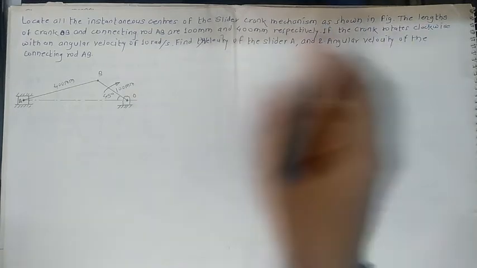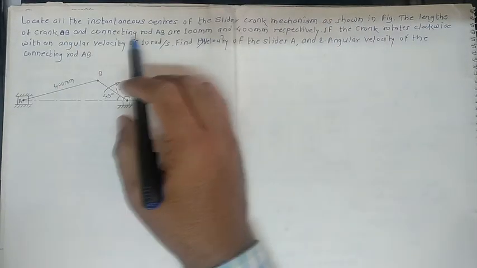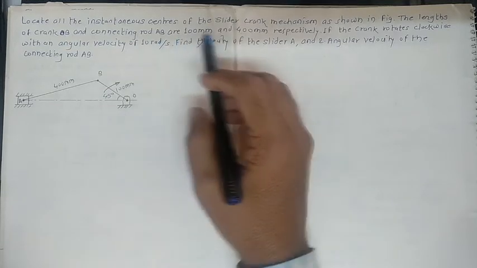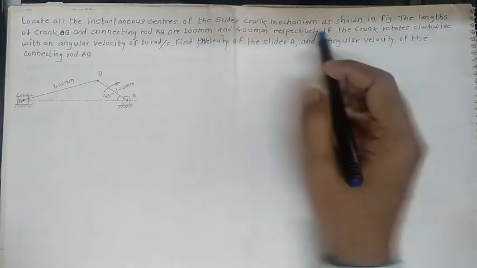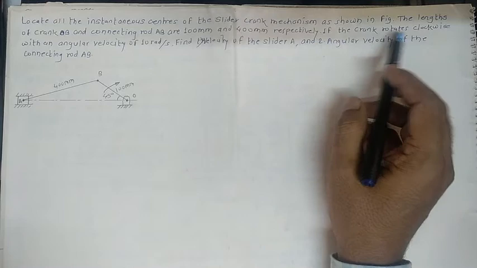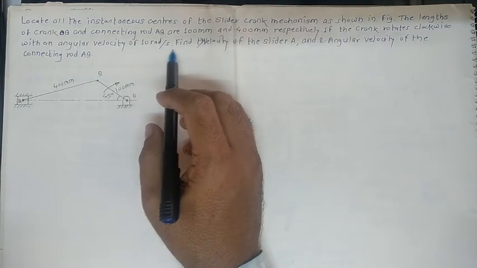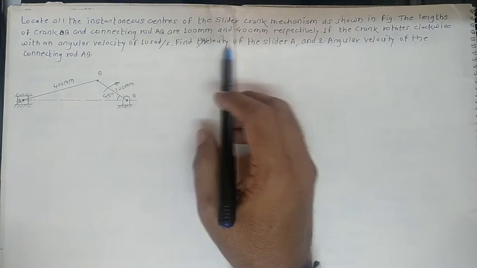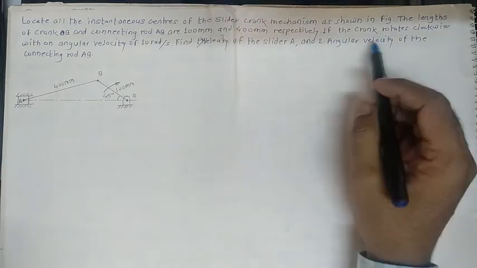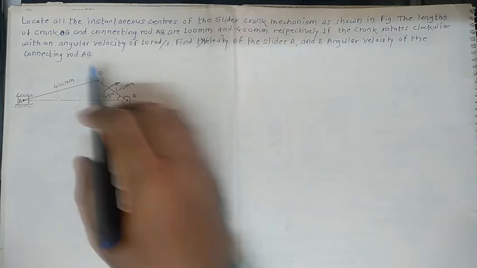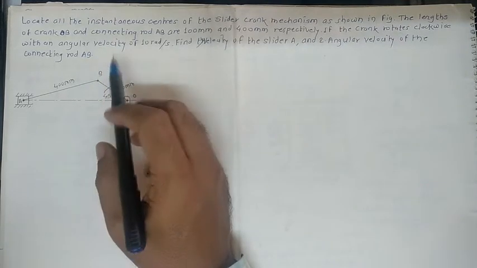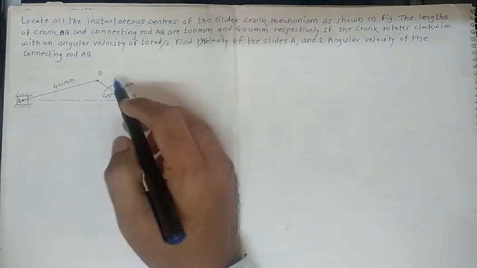The lengths of crank OB and connecting rod AB are 100 mm and 400 mm respectively. If the crank rotates clockwise with an angular velocity of 10 radian per second, find first the velocity of slider A and the angular velocity of the connecting rod AB. Okay, so in this way the problem is given. First of all, write out the given data.